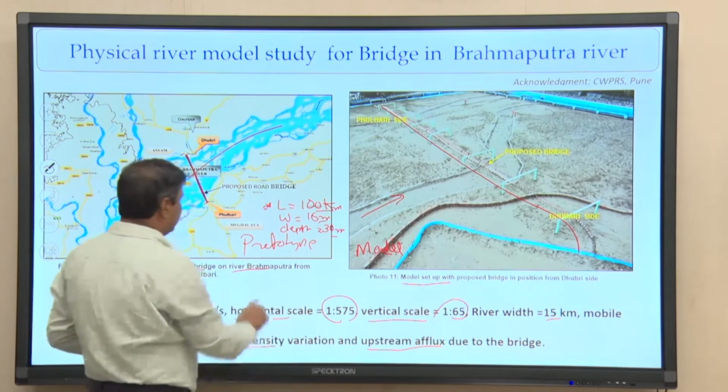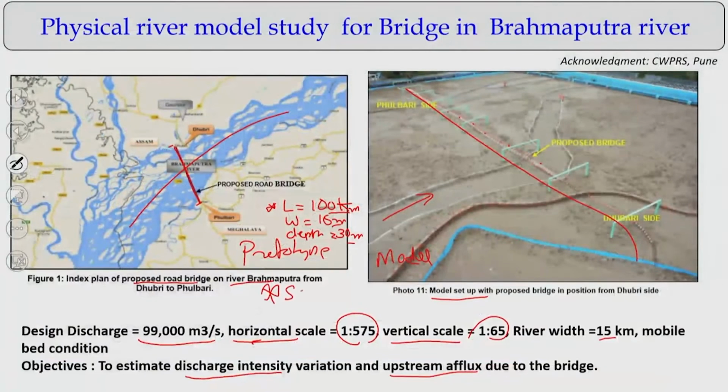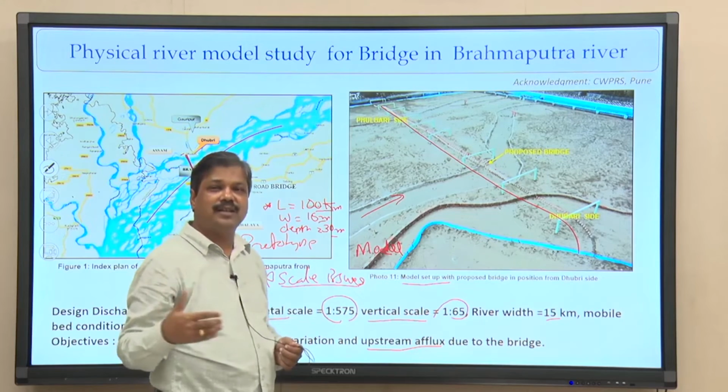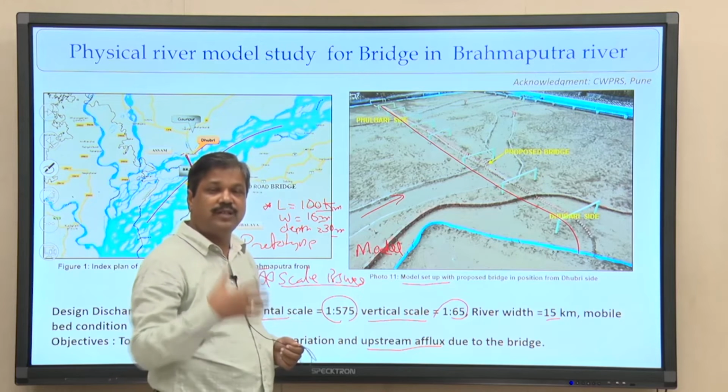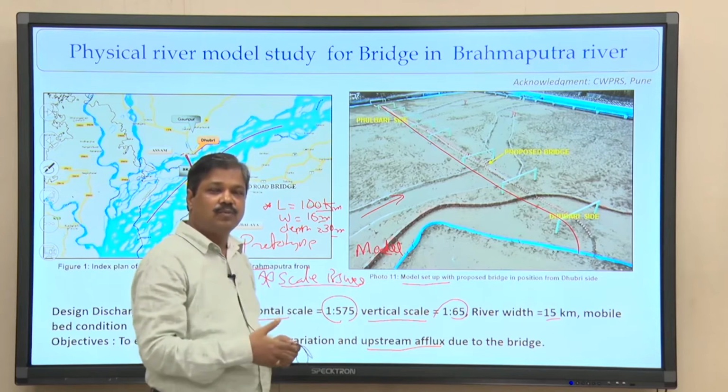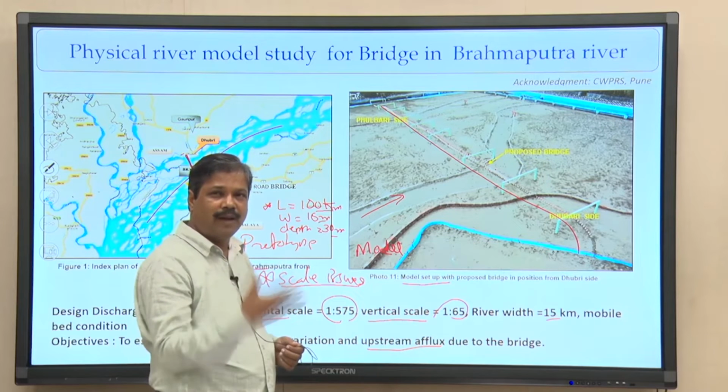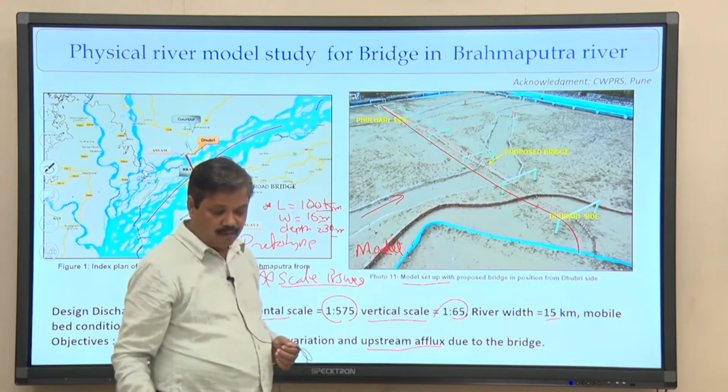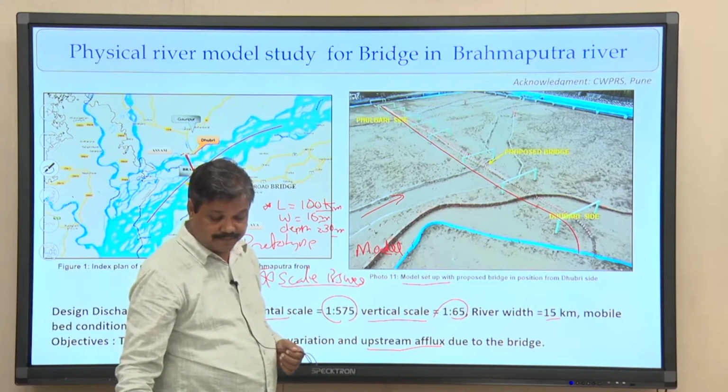That is why many times we talk about scale issues, because the dimensions of the river in terms of length, width and depth are very considerable. So, we need to have a distorted model. That means we will have a vertical scale and a horizontal scale that are different. Mostly the vertical scale is the finer scale, and the horizontal scale will be the coarser scale.